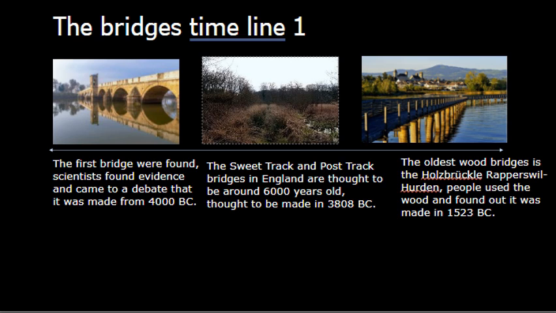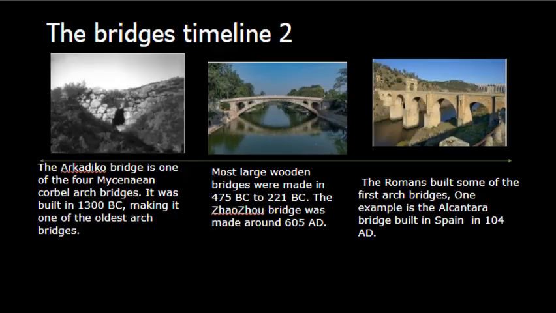The oldest wood bridge is the Holzbrücke Rapperswil. People used the wood and found it was made in 1500. Bridges timeline 2. The architectural bridges 1 to 4. Mycenaean corbel arch bridges. It was built in 1300 BC, making it one of the oldest.